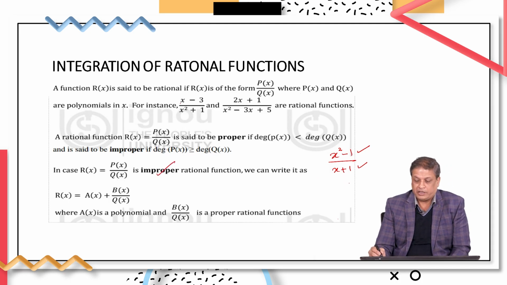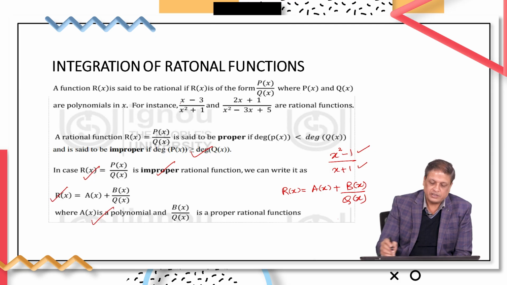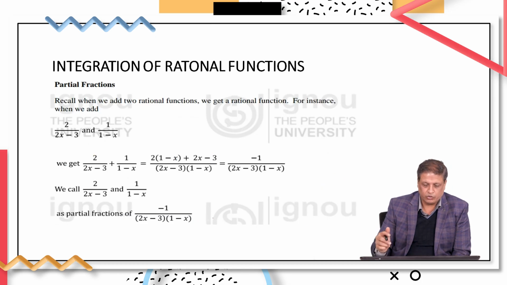In case the rational function is improper, wherein the degree of P(x) is greater than the degree of Q(x), we are supposed to rewrite the rational function R(x) in the form A(x) plus B(x) upon Q(x), where A(x) is a polynomial and B(x) upon Q(x) is a proper rational function, that is, the degree of B(x) is less than the degree of Q(x). So, we need to rewrite the rational function in a manner that it appears as a sum of a polynomial and a proper rational function. What we mean, we are going to understand when we solve some numericals. The illustrations are given over here.